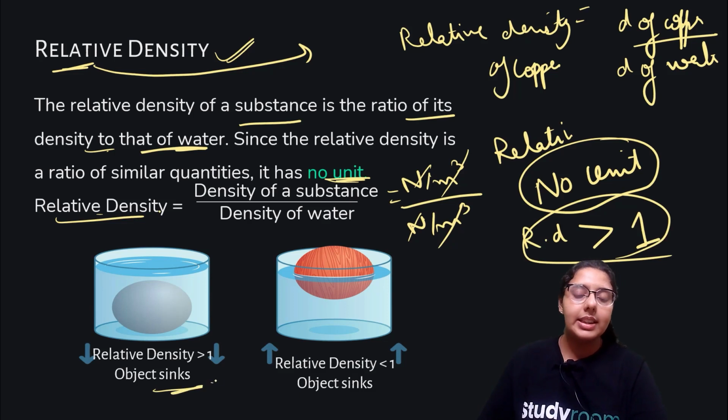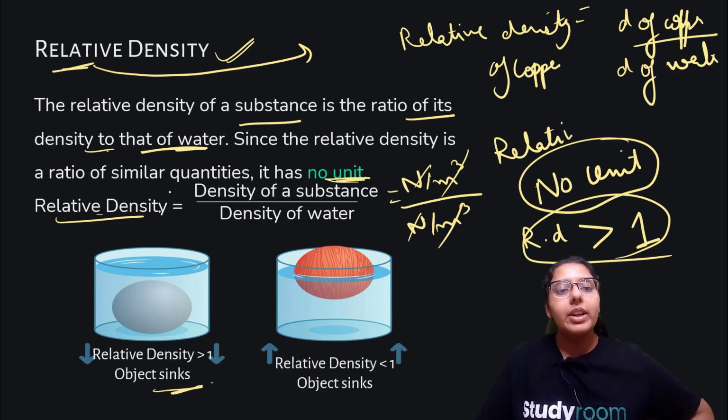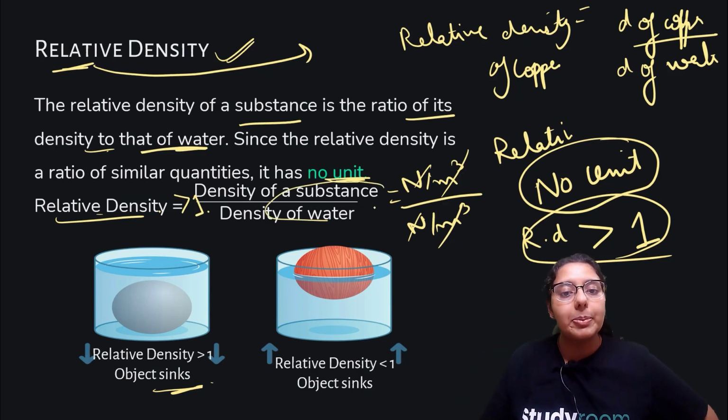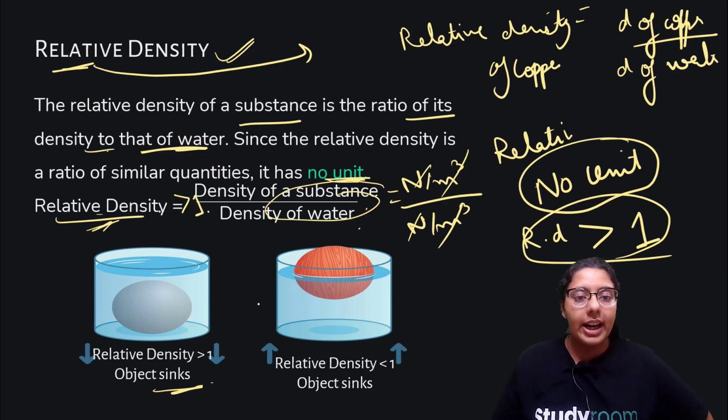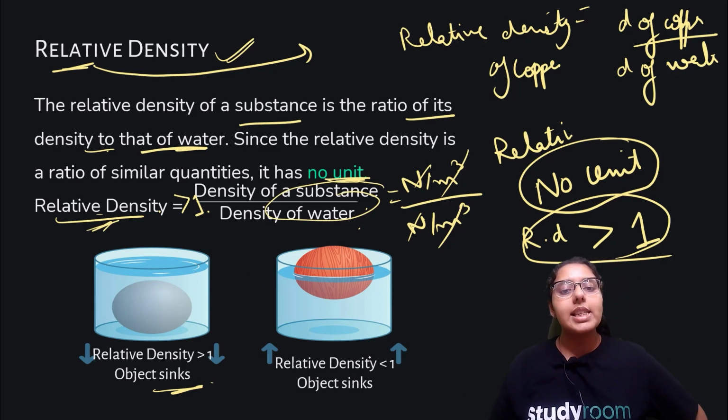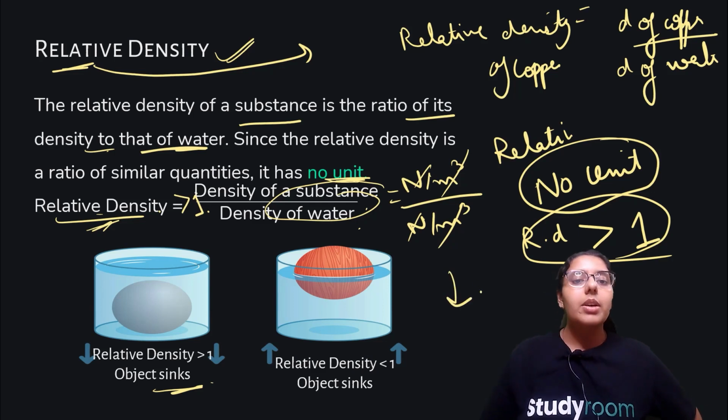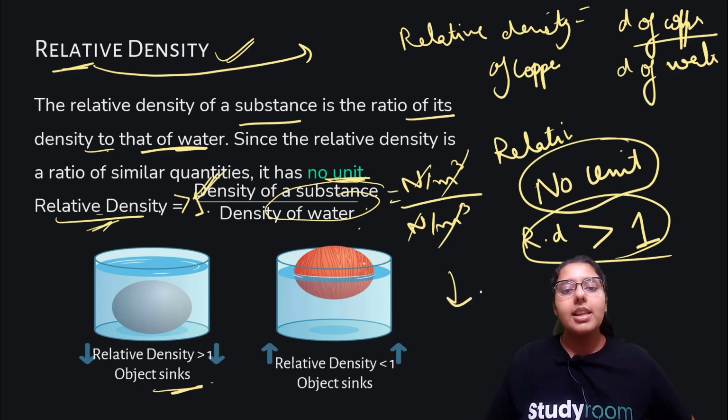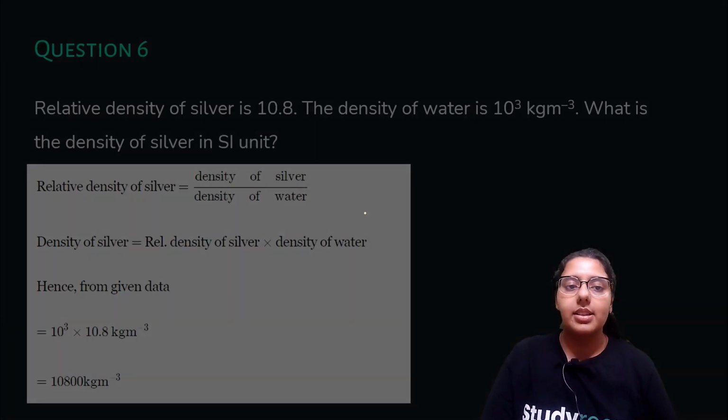Okay. If your relative density is greater than 1, what will happen? Your object will sink. Why so? Because if your relative density is greater than 1, that means the density of the substance is greater than the density of water. And if your relative density is less than 1, then your object floats. Why so? Because the density of the substance is less than the density of water in this case.